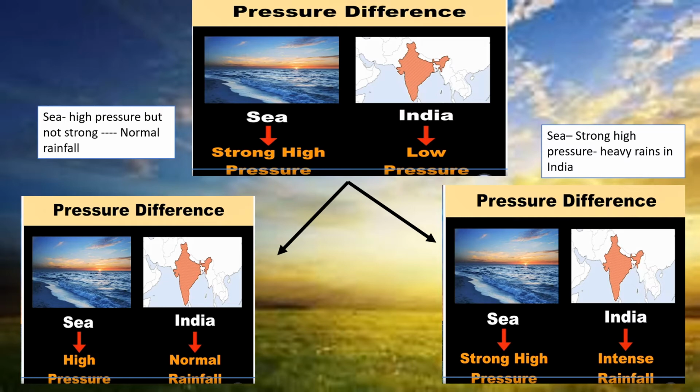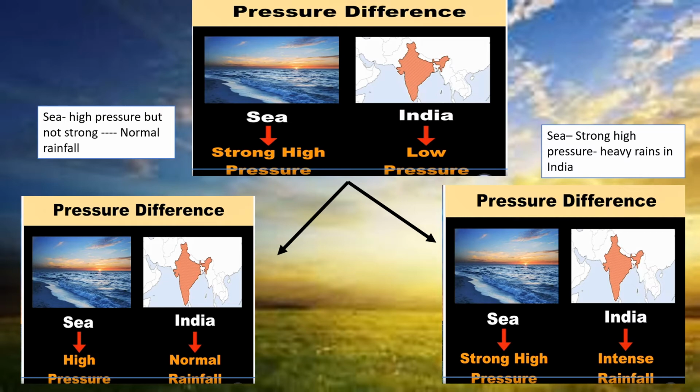Like I have told earlier, it depends on the variation of pressure in the sea. Now when the pressure in the sea is very strong or high pressure, it brings intense rainfall to India. But when the pressure in the sea is really high, it brings normal rainfall to India.